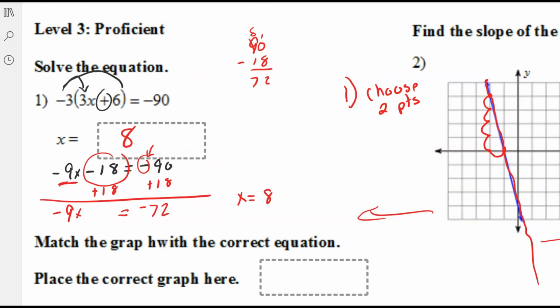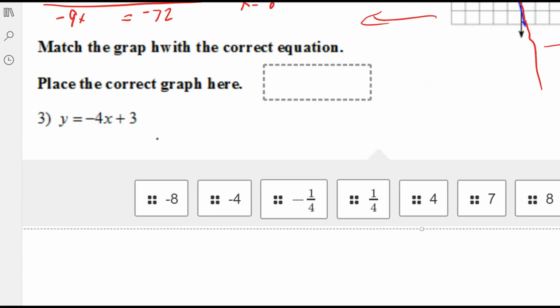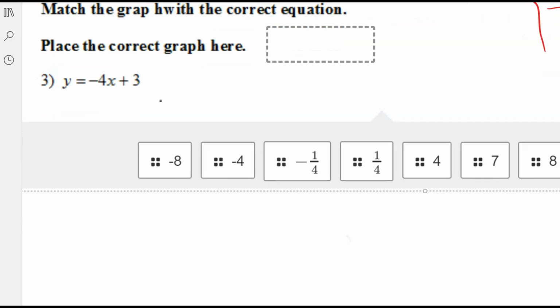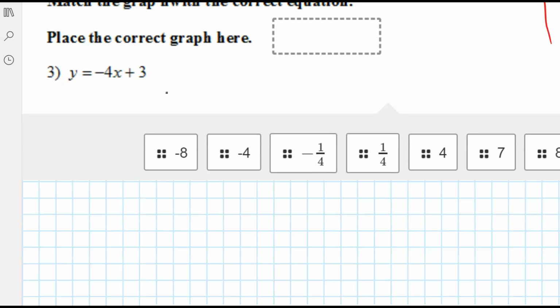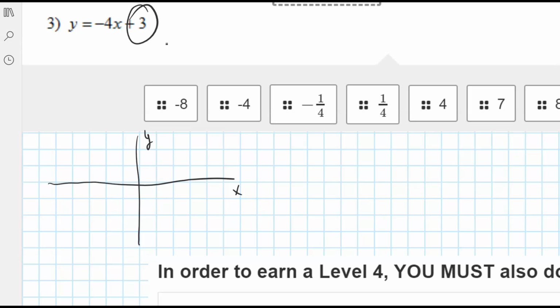Okay, number 3. Match the graph with the correct equation. I didn't get a chance to actually put those on there, but I went ahead and put the graph. So let's go back to draw. We need a coordinate plane. This is your y-intercept. This is your y-axis. I'm going to go up 1, 2, 3. Let's do it in red.